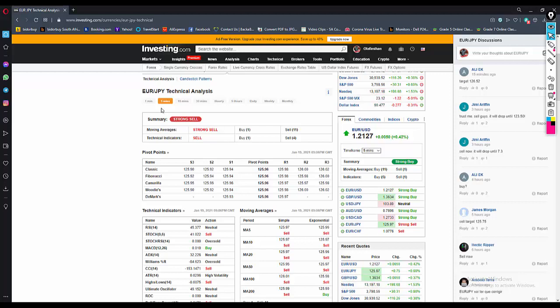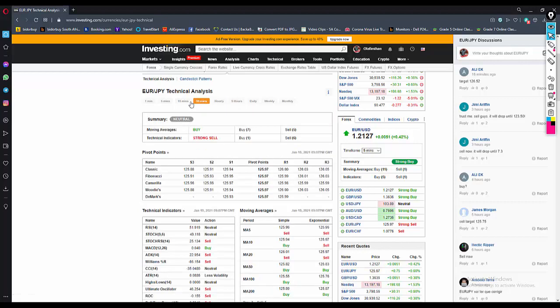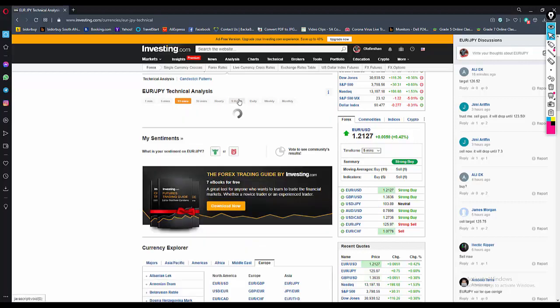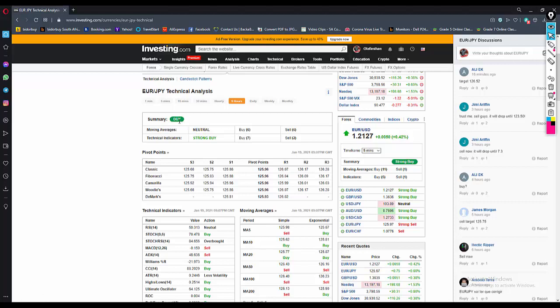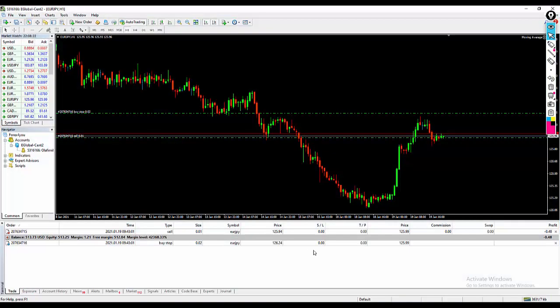If we look at this very well, the market is ranging. EuroJPY is now ranging. It's now ranging because if you look at 15, 30, 1 hour and 5 hours, neutral, neutral, neutral. Only 5 hours is buy, and it's not a strong buy. So me, with my technical analysis, I will tell you that EuroJPY is now in a ranging position. So let's go to the chart. So that is how I've done my analysis.